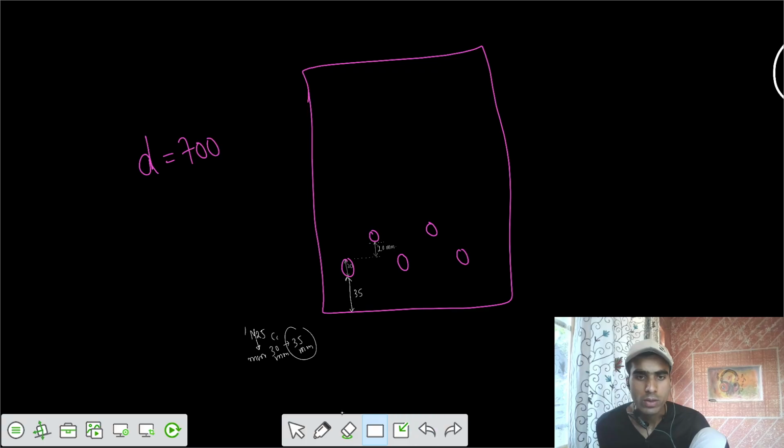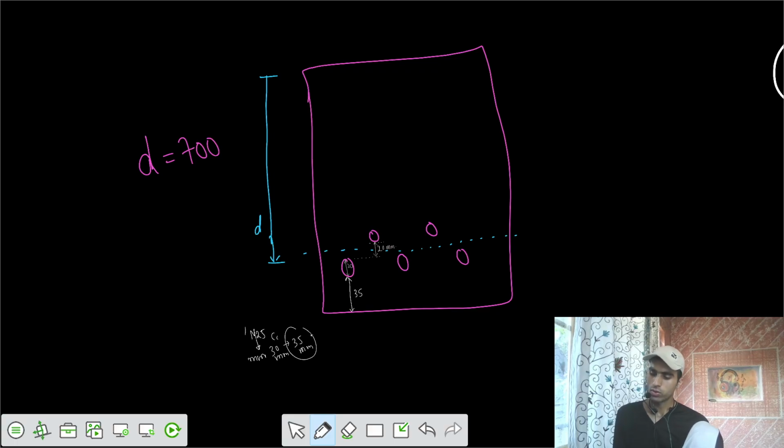So up to this line, I'm going to take that small d. Up to the center line of those bars, this is our small d. So it's going to vary now. If I say this was your d, I'm going to take this value equals 700.